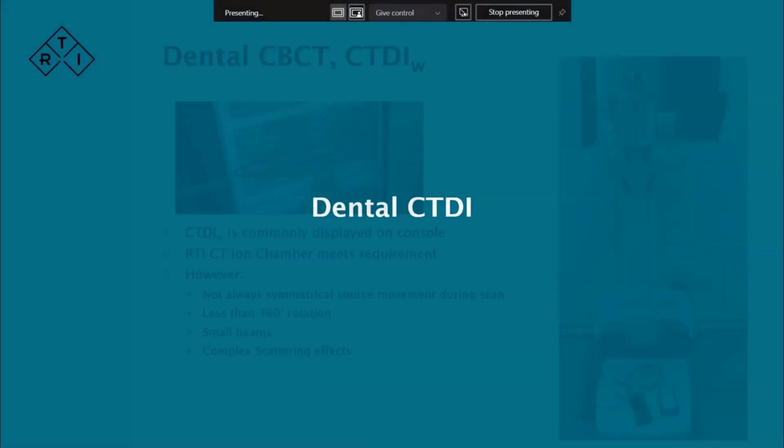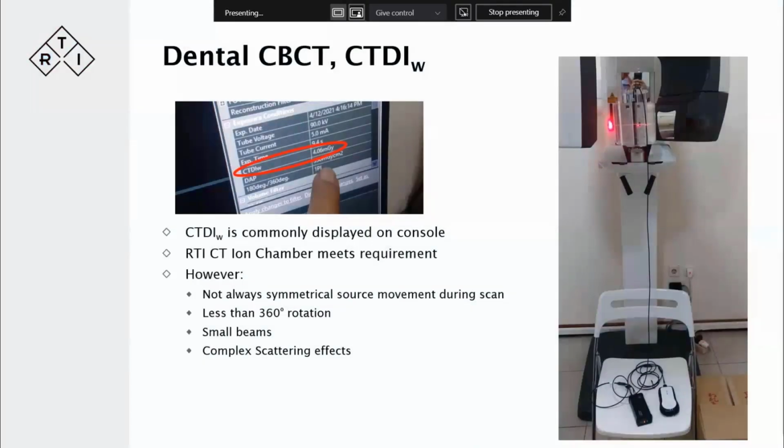And for dental CTDI, I'm just sidetracking a little bit. If there is a requirement for CTDI measurements, we don't have a problem with that. Of course, we can meet that requirement with the CTDI ion chamber. That's not a problem. But there are challenges with that, big challenges, which have been identified also in many studies.